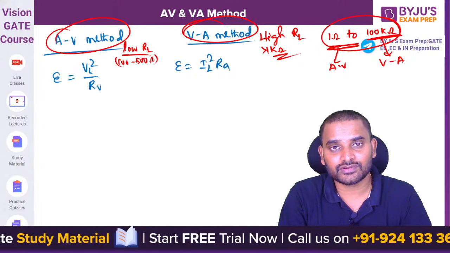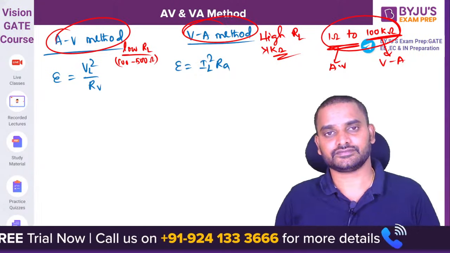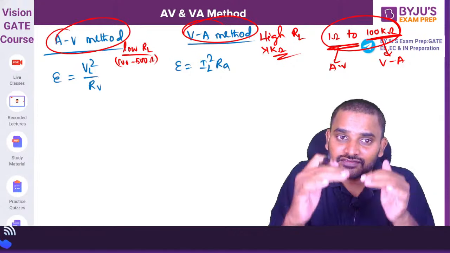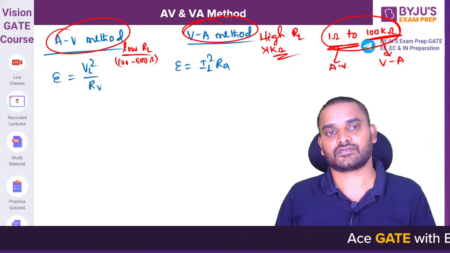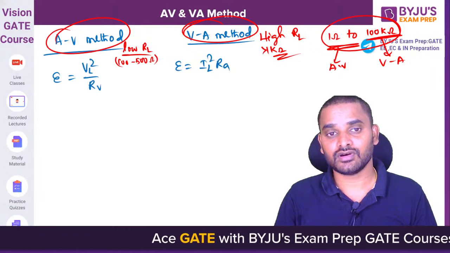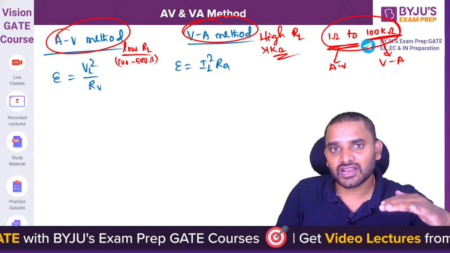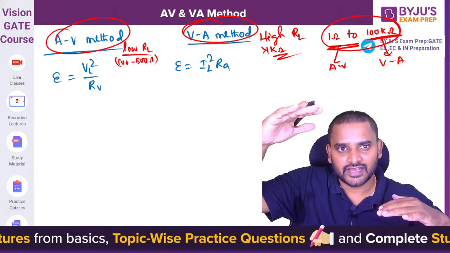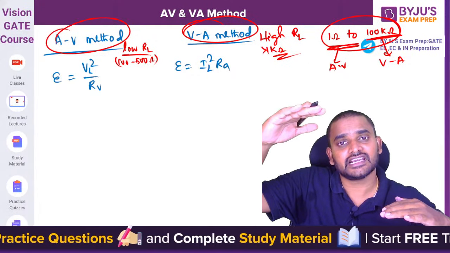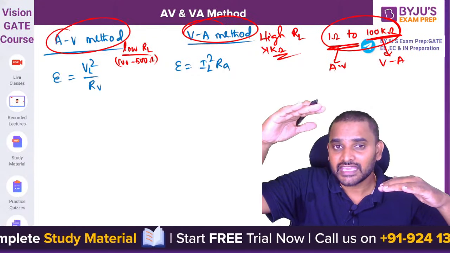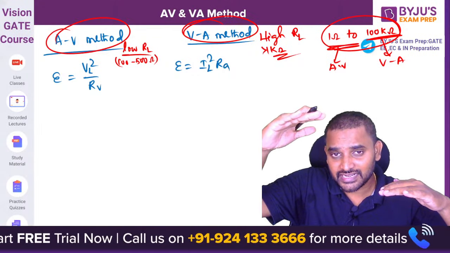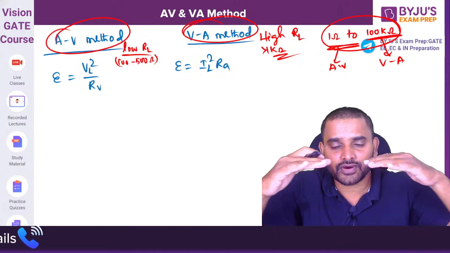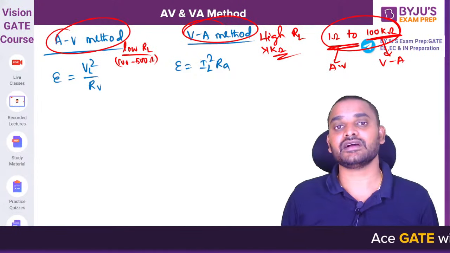Now the question is, they'll ask you, in both the methods you are getting error, no doubt. At what point of load are both errors going to be equal? AV method is suitable for low resistance. VA method is suitable for high resistance. In AV method, if I use a little more resistive load, then error increases. In VA method, if I reduce the load resistance, error increases. So somewhere at one point, both the errors are going to become equal.